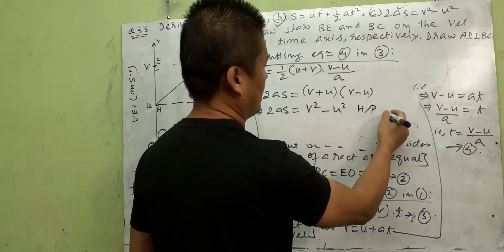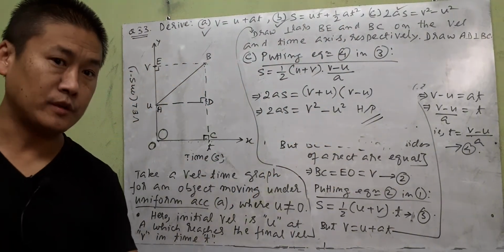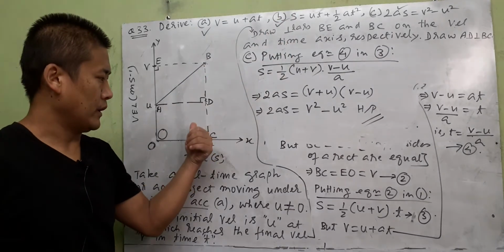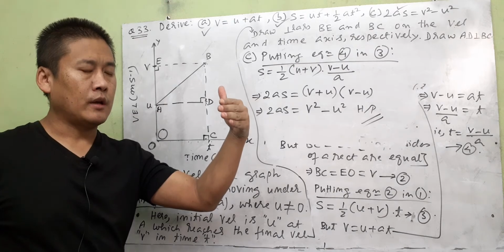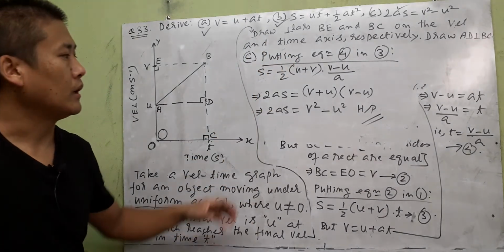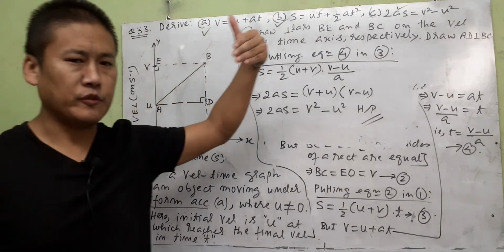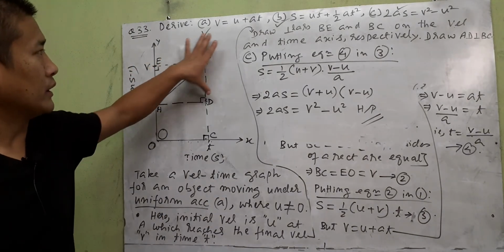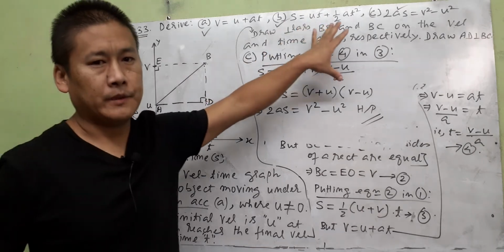So hence proved. These three famous equations of motion have been proved. Remember, these three equations are true only for a body that is moving under uniform acceleration, meaning velocity is increasing by equal amounts or decreasing by equal amounts. They do not apply for objects moving under non-uniform acceleration. It is very important. It comes frequently in class and in the exams, so please be careful about it.